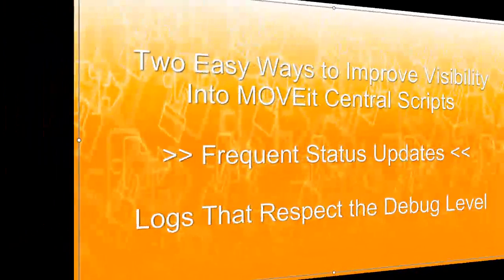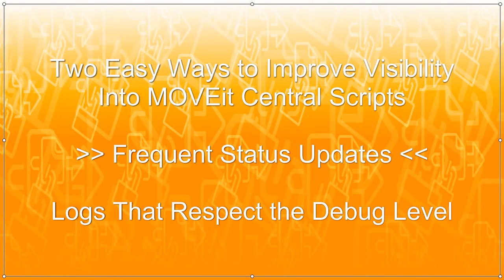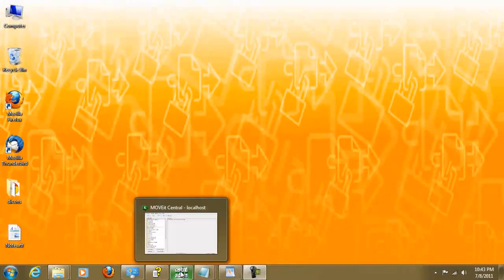Today I'm going to show a couple of easy techniques you can use in your custom scripts to make them easy for operators to monitor from the status and debug tabs. The first technique involves setting the current status appropriately.